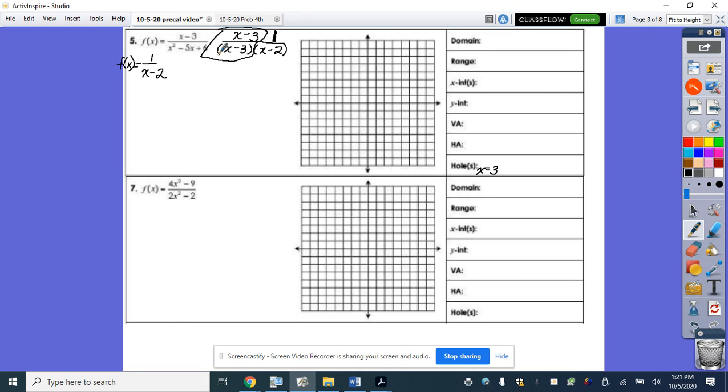So if I'm going to do my x-intercept, is there anything to set equal to 0 on the top? Is this a true statement? It is not. So there is no x-intercept. Y-intercept means I'm going to put in 0. So 1 over 0 minus 2, or 1 over -2, or -0.5 is going to be my y-intercept. So 0, -0.5.